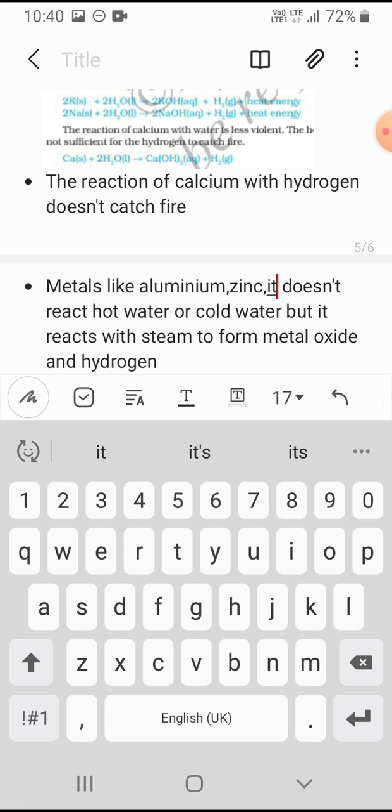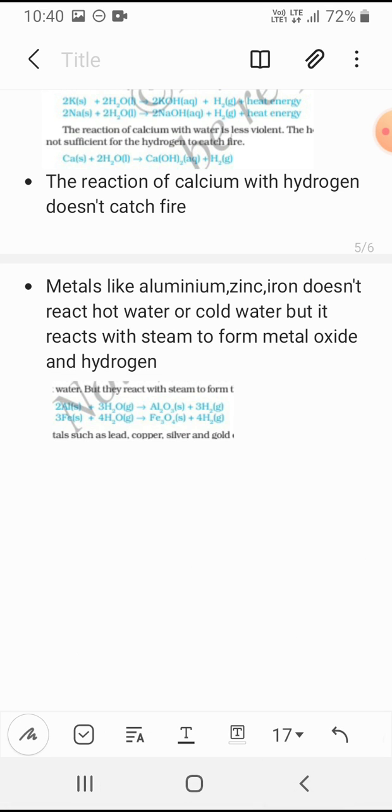I wrote iron also. These do not react with hot water or cold water, but when they react with steam, they give metal oxide, aluminium oxide, iron oxide, and hydrogen H2.